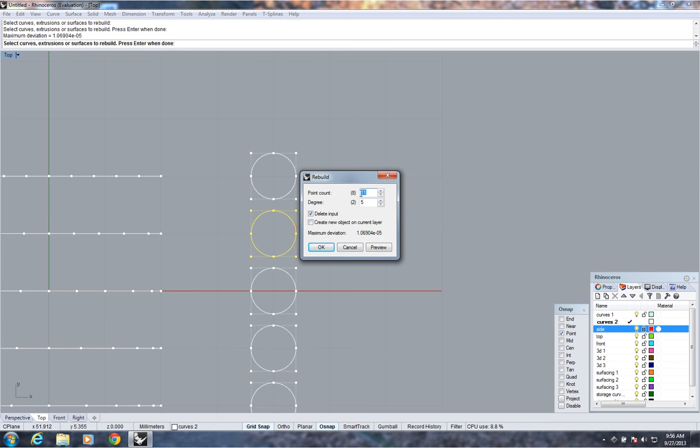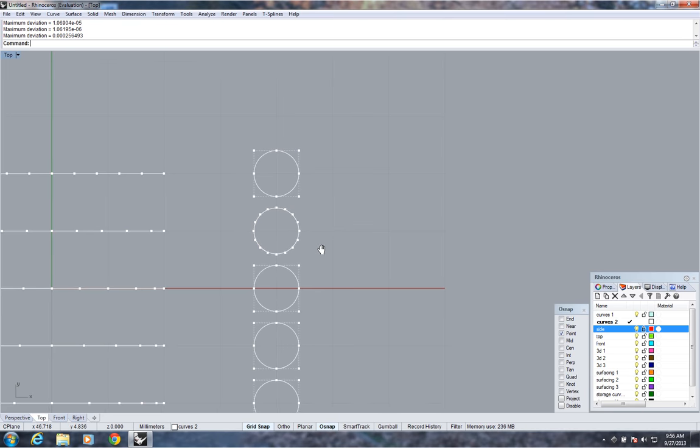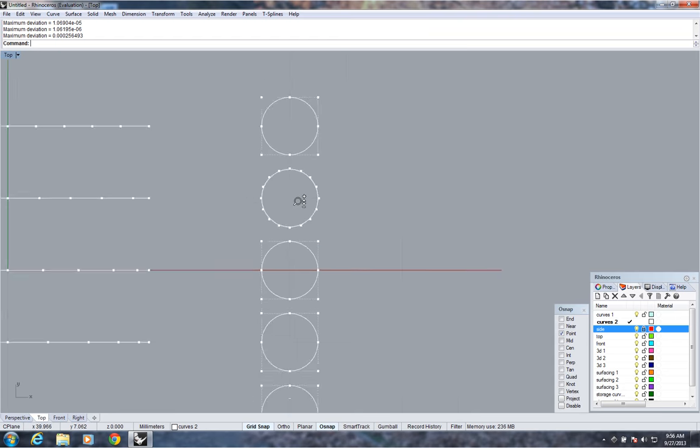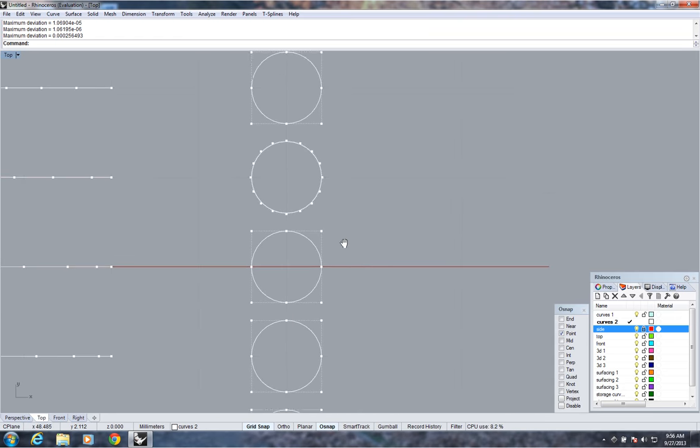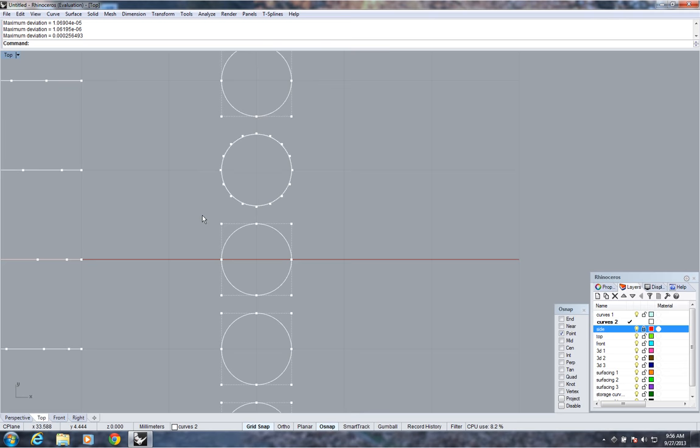So change the control point count to 16 and increase the curvature to 3. You'll notice it still looks very much like a circle. It is no longer mathematically a circle. But to the human eye, you're not going to see a difference.